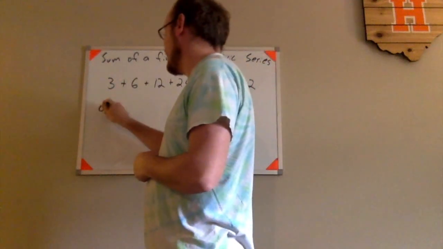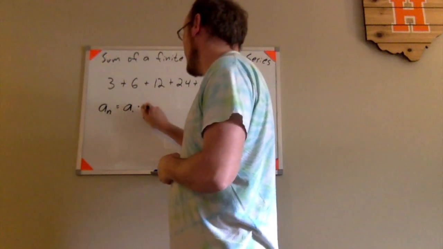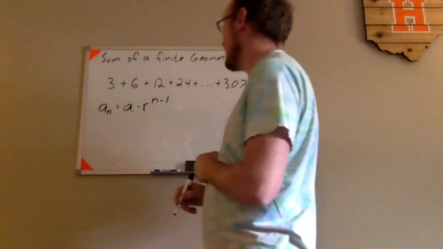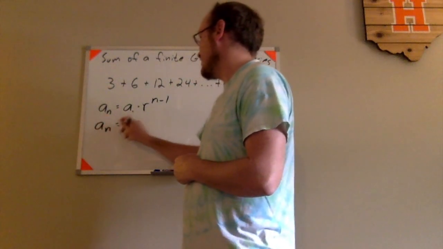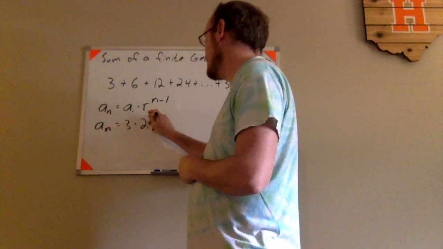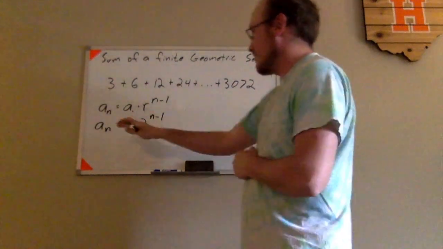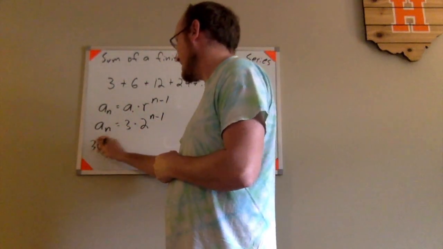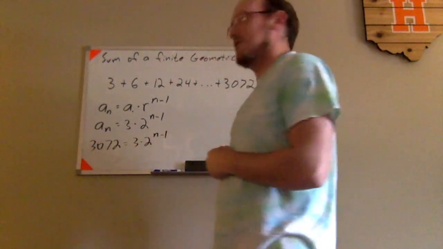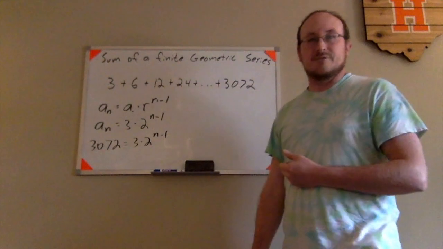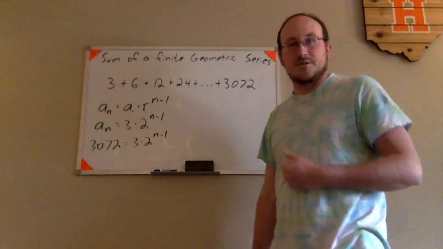Remember the explicit formula, a sub n is equal to a sub 1 times r to the n minus 1 power. So creating the explicit formula for this, a sub n would be equal to 3 times 2 to the n minus 1 power. And then this last term I know I can plug in for a sub n. So I have 3072 is equal to 3 times 2 to the n minus 1 power. This is an exponential equation. We've looked at how to solve exponential equations in previous sections and other videos of mine.